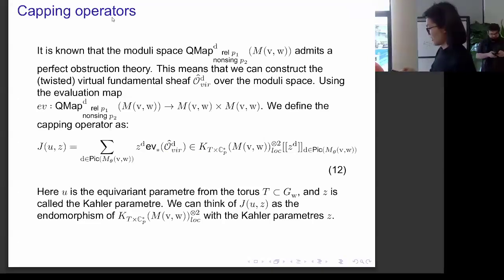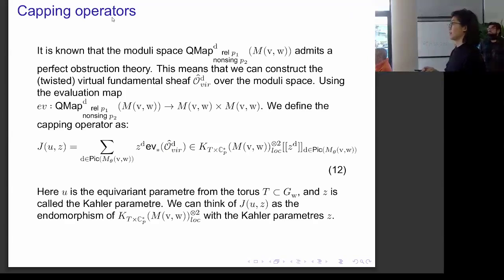It is also known that this moduli space is very good. What does it mean? It means that it has a perfect obstruction theory, which means that we can construct the twisted virtual fundamental sheaf of the moduli space. Also, because we have some conditions over the points P1 and P2, we have a natural evaluation map from this moduli space to the product of the quiver varieties. Using this, you can define the capping operators as the push forward of the virtual fundamental sheaf with respect to this evaluation map.